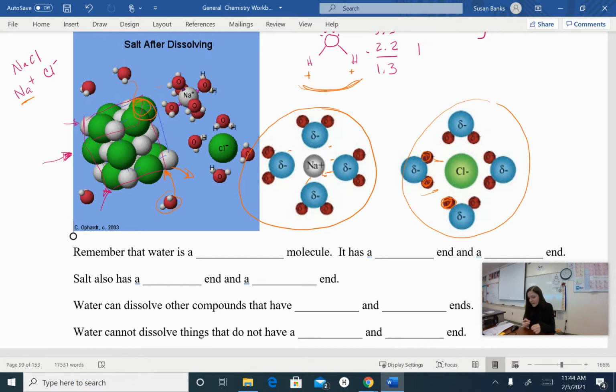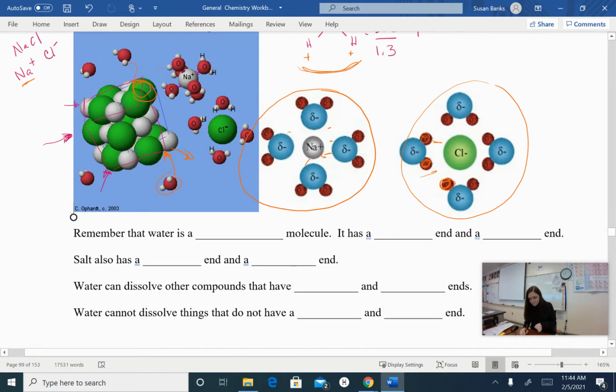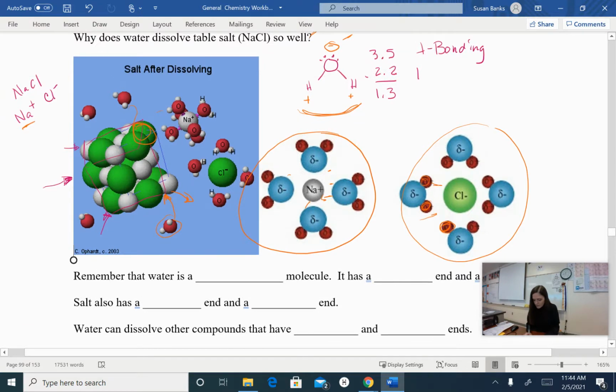So if I get enough of these water molecules to come in and do that, I can actually dissolve the salt. And that's what happens when we stir things up and we dissolve salt when we're making stuff. Okay? So remember that water here, we are right here.